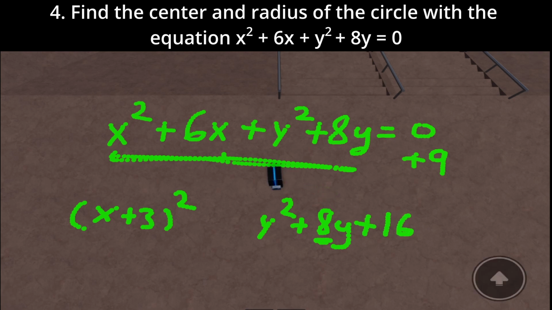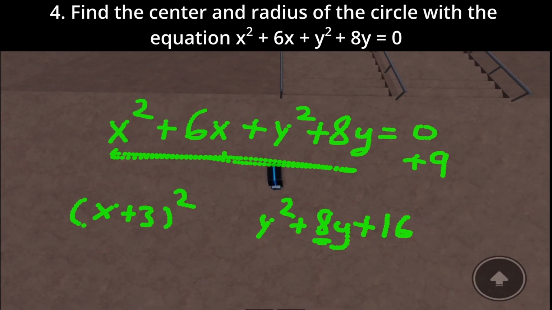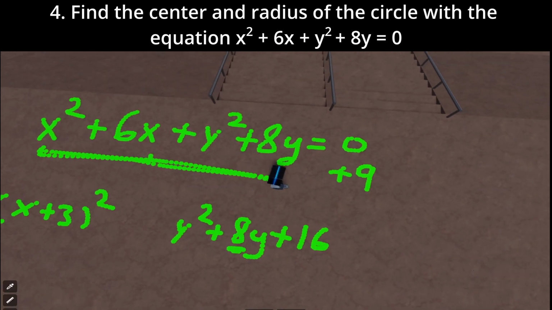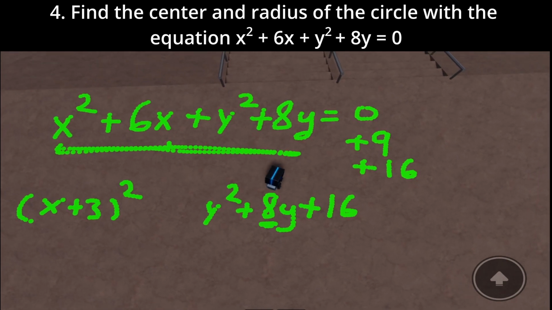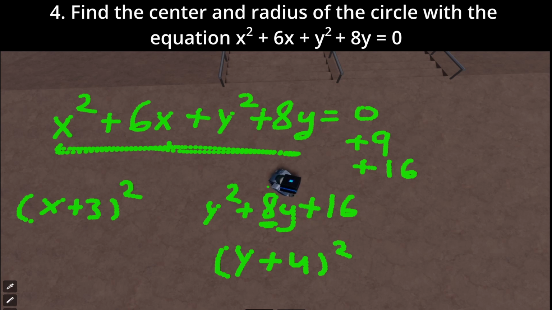But before I do that, remember, since I added 16 to the left side, I need to add 16 to the right side as well. So plus 16 over here. But now let's factor y squared plus 8y plus 16. To do that, just simply factor as y plus 4 squared. And once again, the quick trick is you take this middle number and you divide it by 2. So 8 divided by 2 is equal to 4. That's the number that goes inside there.